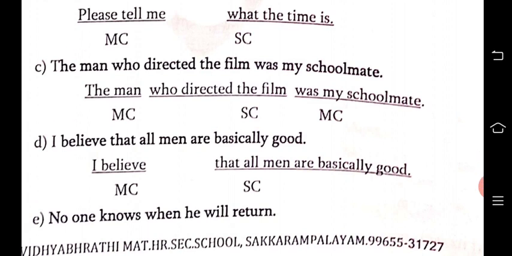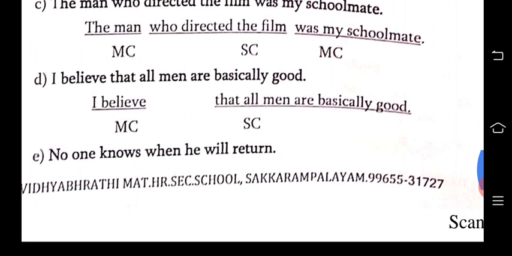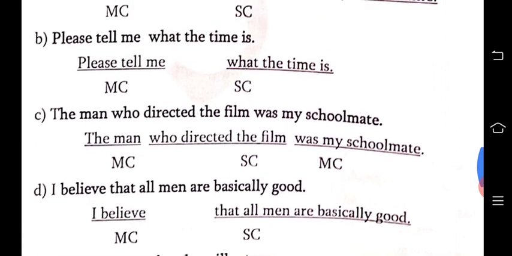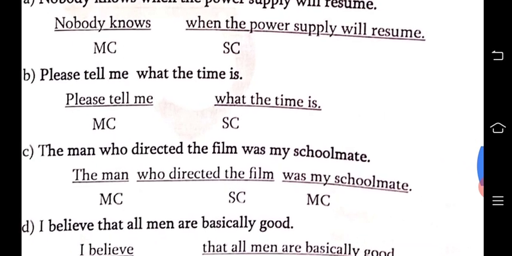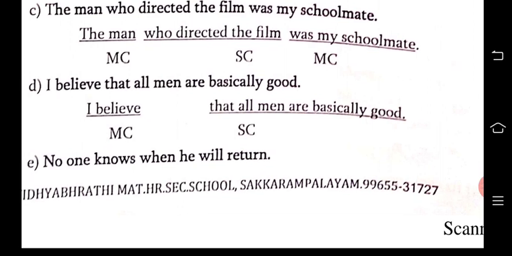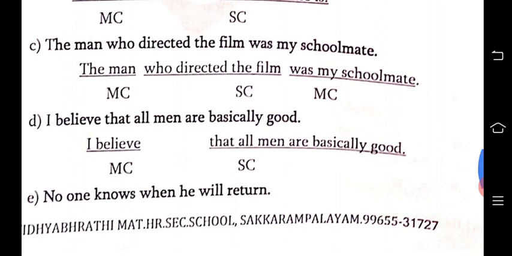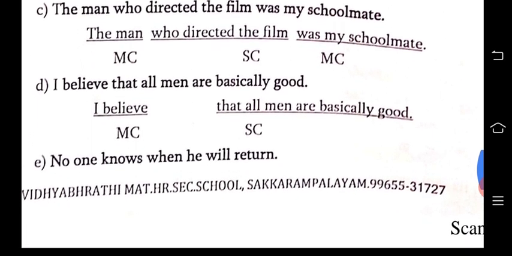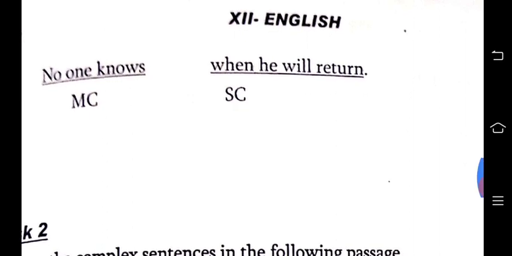Okay. And then I believe that all men are basically good. I believe is the main clause, that all men are basically good is the subordinate clause. So note it down. Here in A the subordinate conjunction is when, in B it is what, in C it is who, in D it is that, and again in E it is when. As I said, a subordinate clause should have one subordinate conjunction, one subject and one sequence. So this will be very easy to understand. Okay, and see here. No one knows is the main clause, when she will return is the subordinate clause.